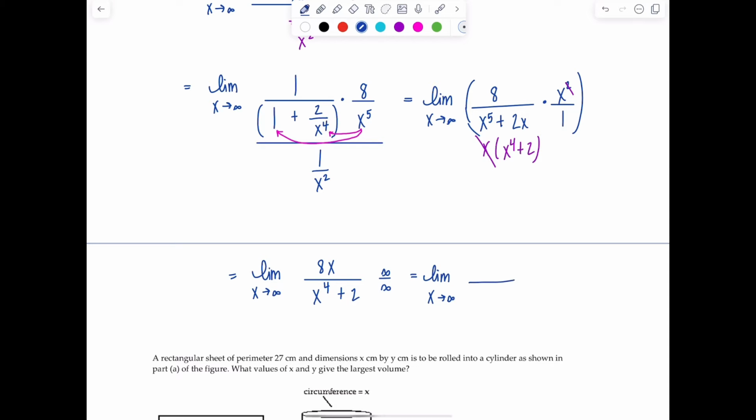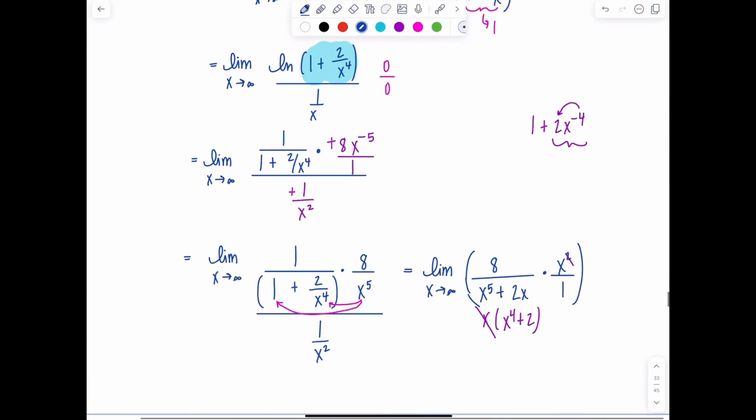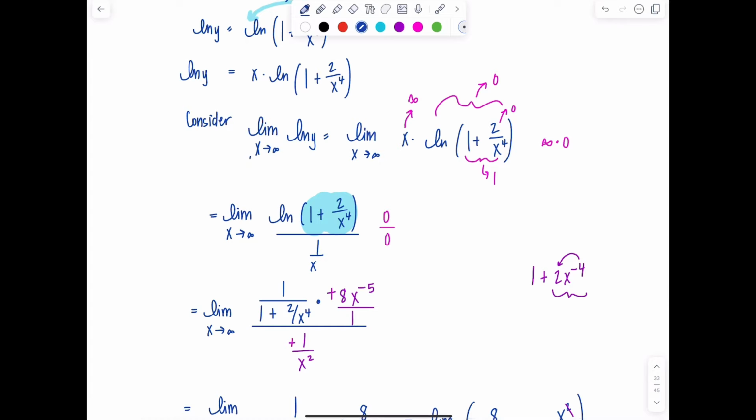The derivative of the numerator is just 8, and then the derivative of the denominator is 4x cubed. So as x goes to infinity, we just have 8 over infinity. A constant over infinity goes to 0. So finally, that's done. Now that's not the answer to the original problem, because remember, I just showed that the limit of the natural log of y as x goes to infinity is equal to 0.